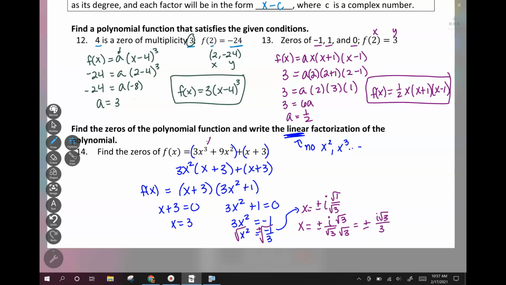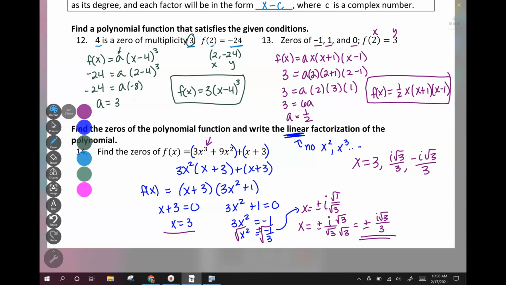This is a polynomial of degree 3. I have 1, 2, 3 zeros, 3 zeros. So I'm going to go ahead and write out my zeros for part of my answer. 3, i square root of 3 over 3, and negative i square root of 3 over 3.